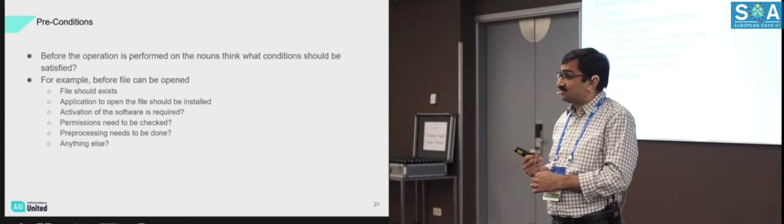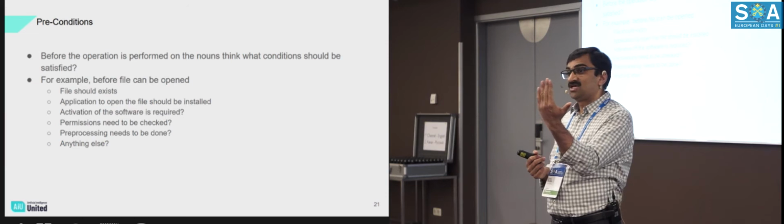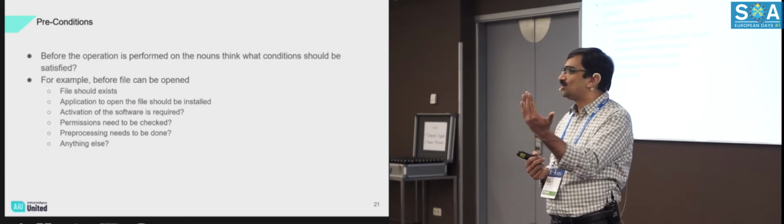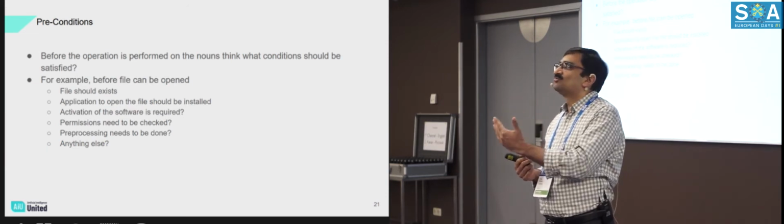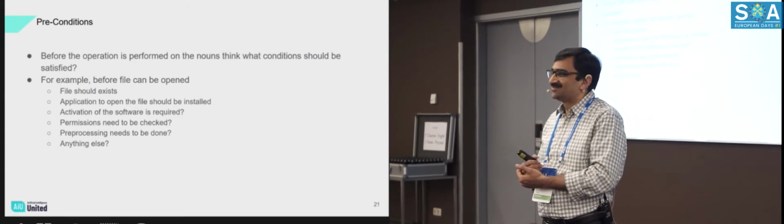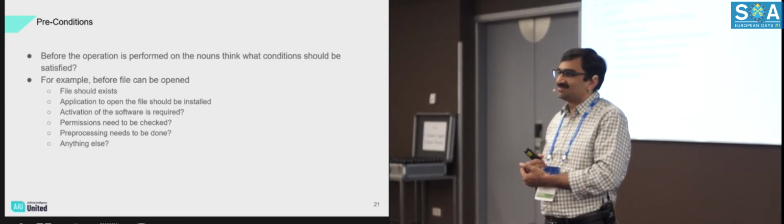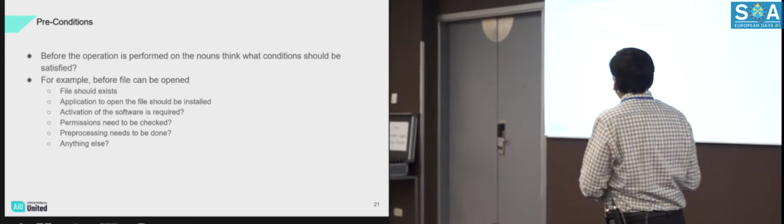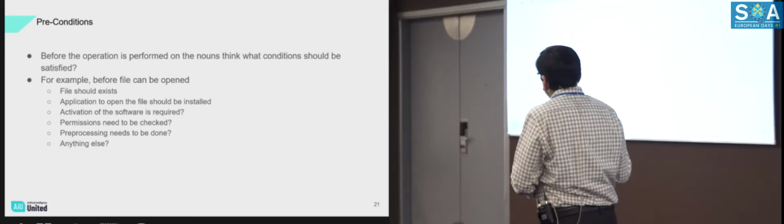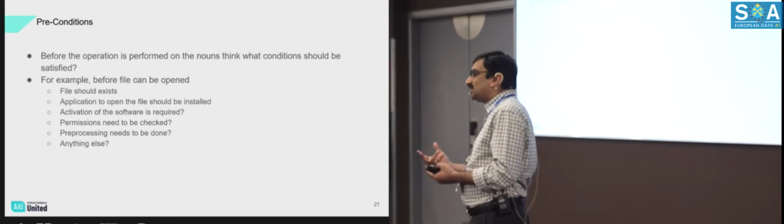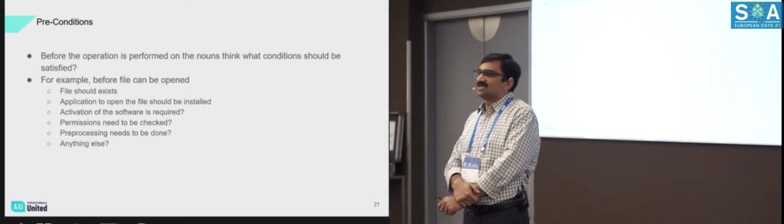Do you see the problem here? I opened something. I saw what I saw. How do I know that what I saw was what was to be seen? So when you look at post condition, you ask yourself, how do I know that what has happened is correct?